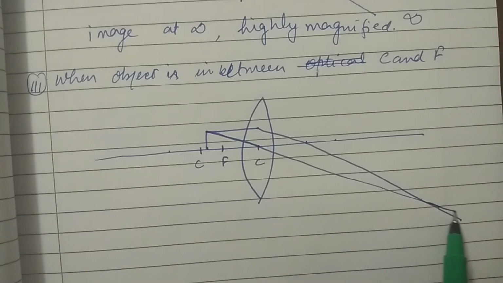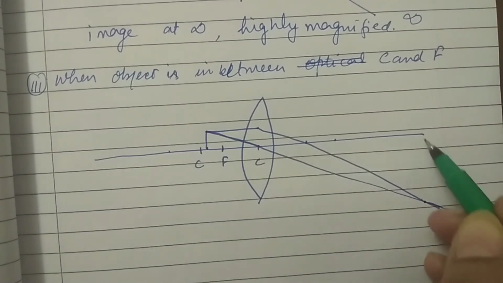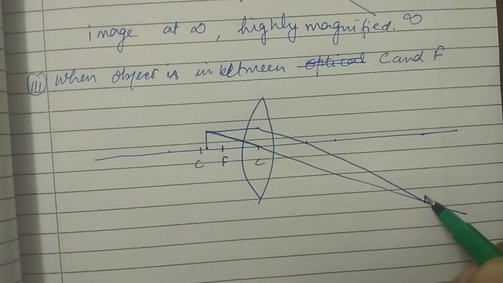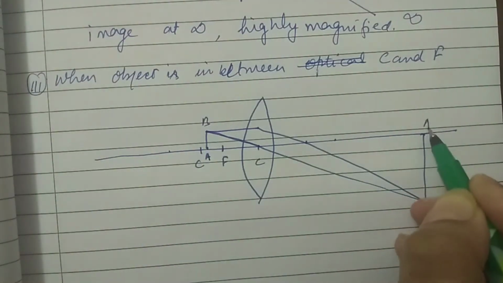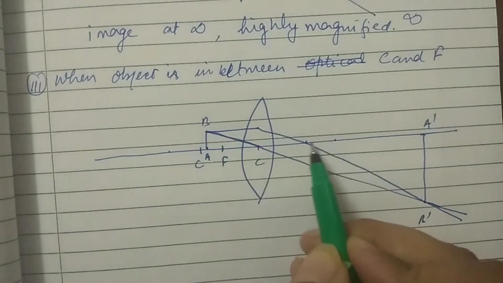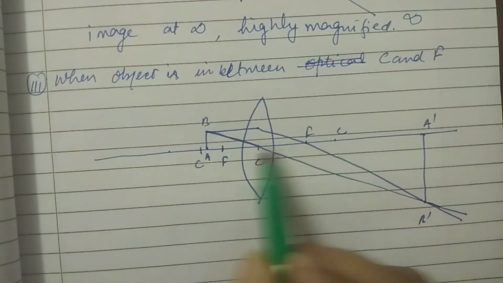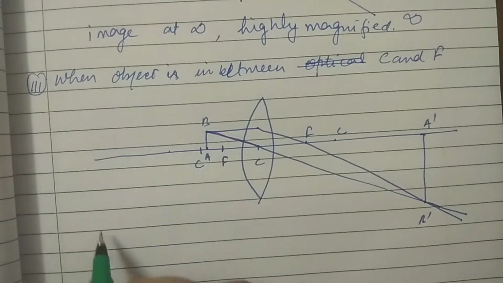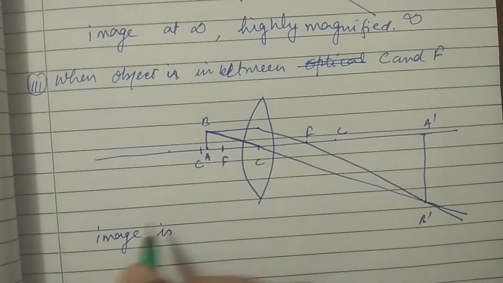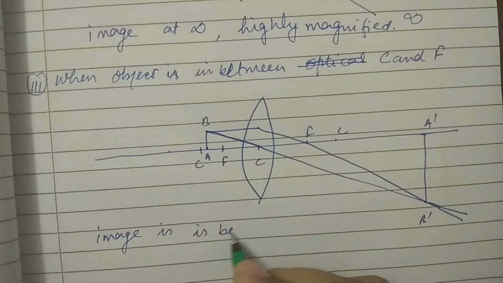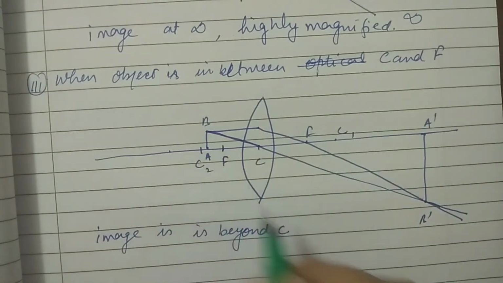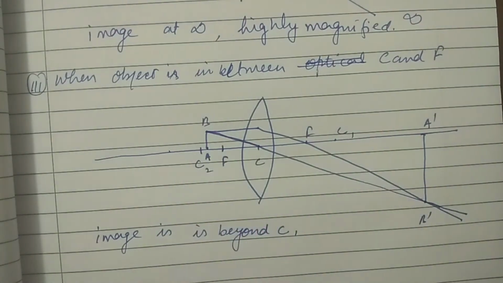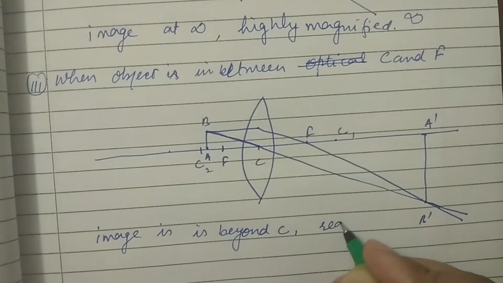So in this way you can see here you will get the image. This is the object AB and this is the image A dash B dash. This was focus, this was C. Now you can see here the image is beyond C, that is the center of curvature. This is basically C1 and this is C2, beyond C2. And this is the real image because rays are actually meeting.